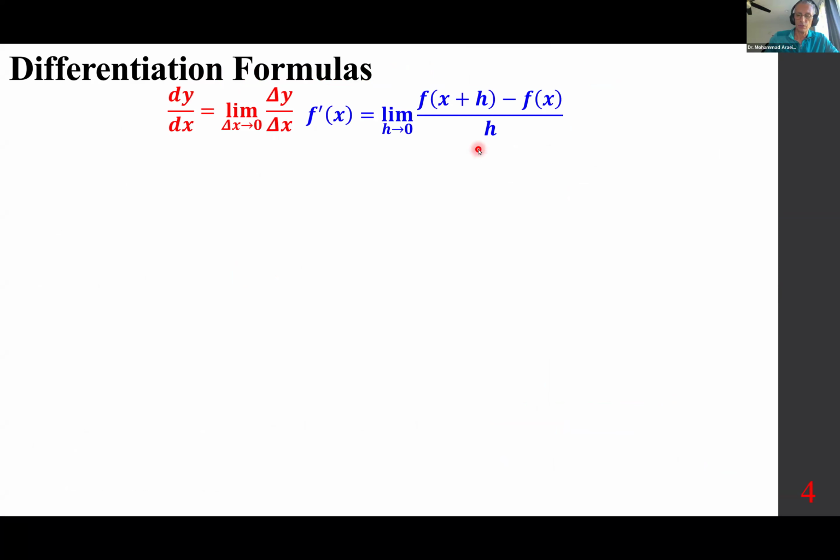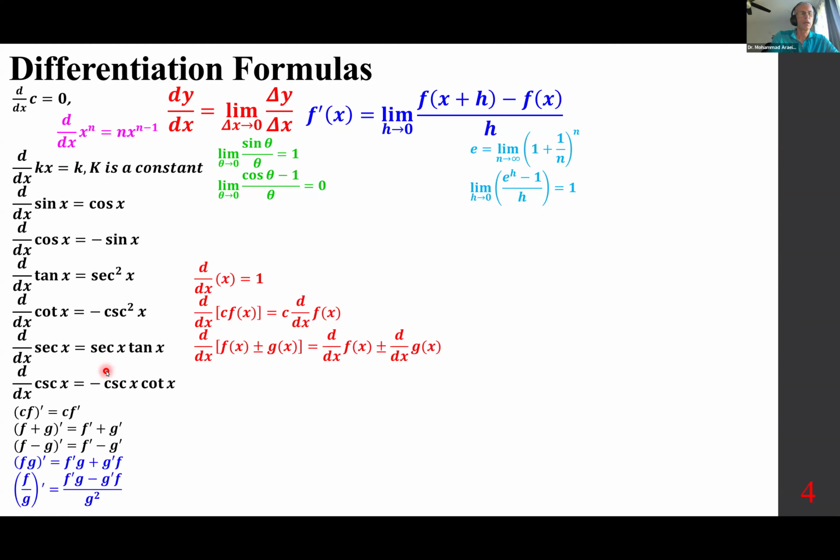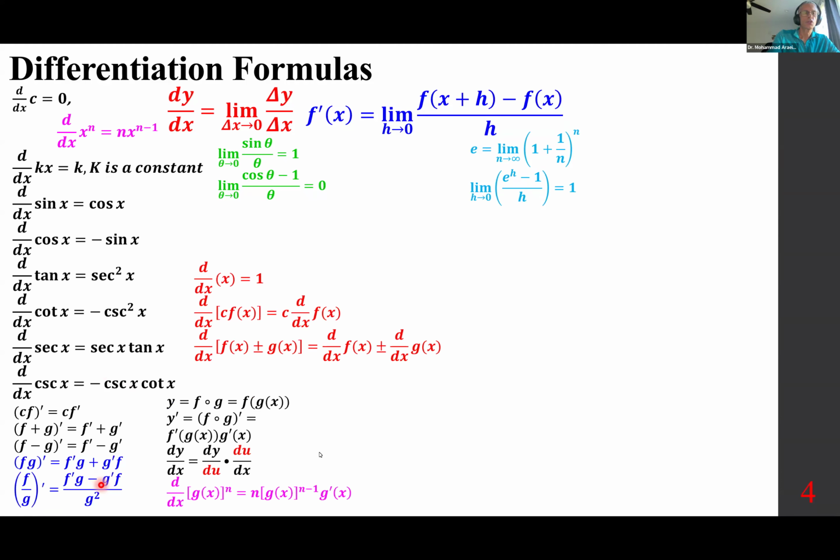Differentiation formulas, we start with the definition. Some limits, the definition of e, basic differentiation formulas such as the power rule, trigonometric functions, product and quotient rules, chain rule. This is the extended power rule: from the power rule, when we get to g of x to the power of n, the derivative following the chain rule would be n g of x to the power of n minus 1 times g prime of x.